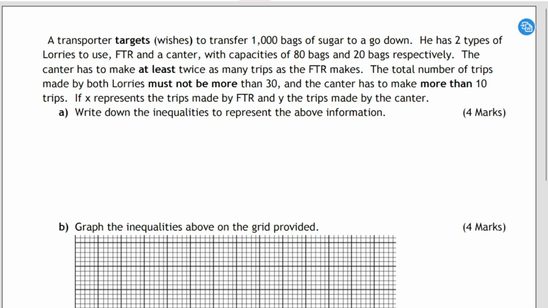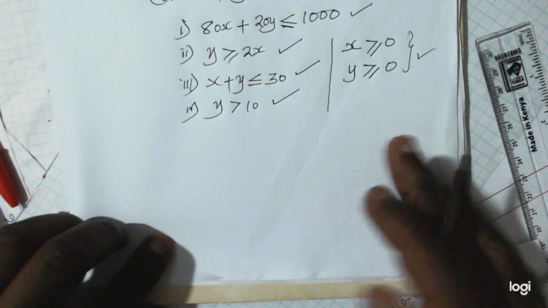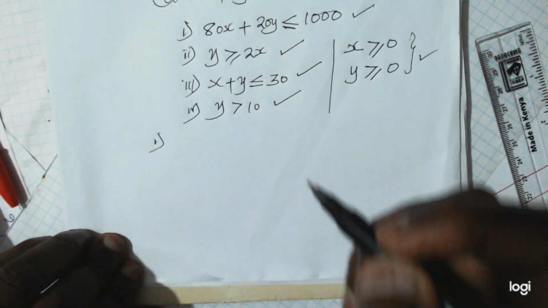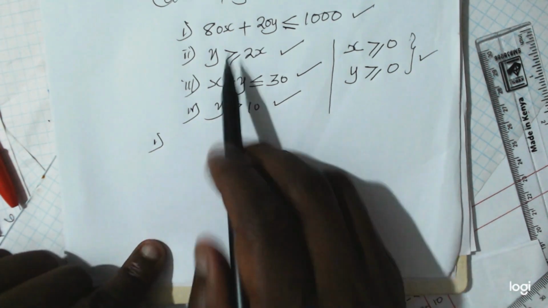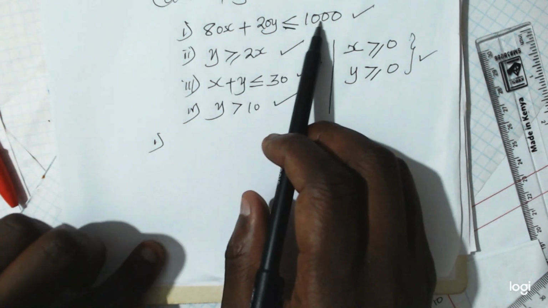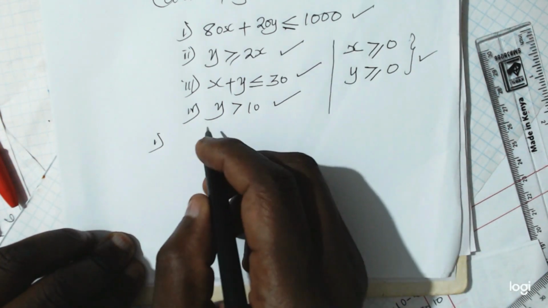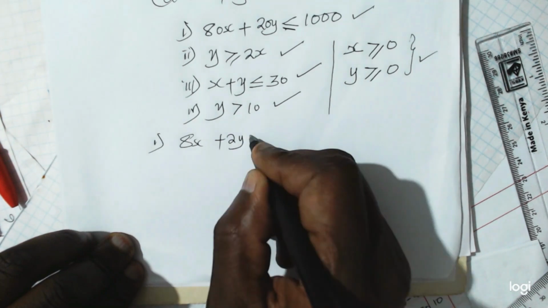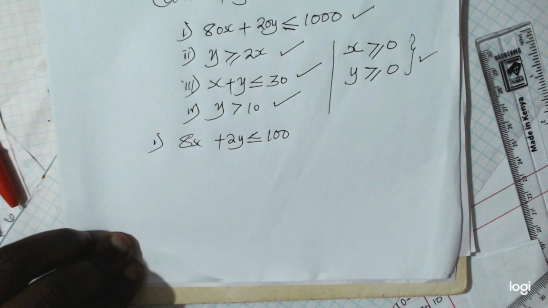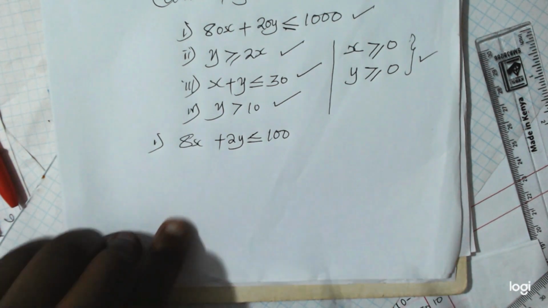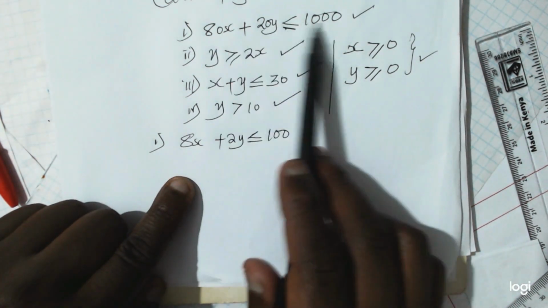How do you graph these? To graph these, this is what you're going to do. We're going to have the first one, which we can simplify. We can simplify 80x plus 20y less than or equal to 1000. When you simplify that, we shall have 8x plus 2y less than or equal to 100. That is when we divide. I've divided everything by 10 first.